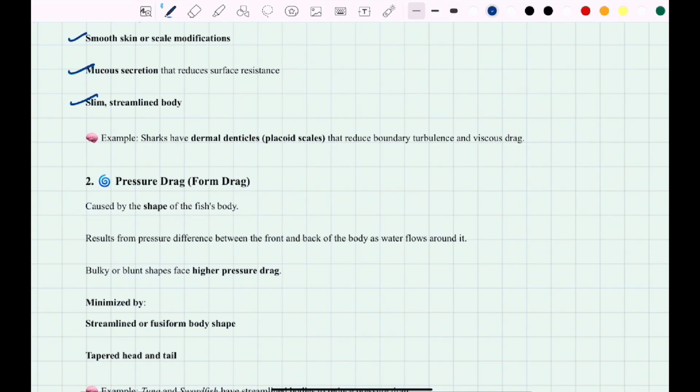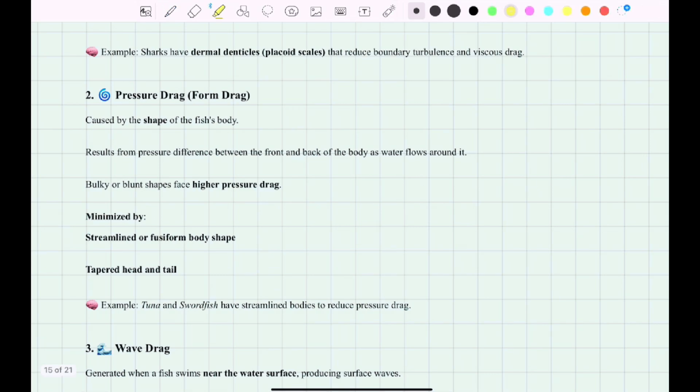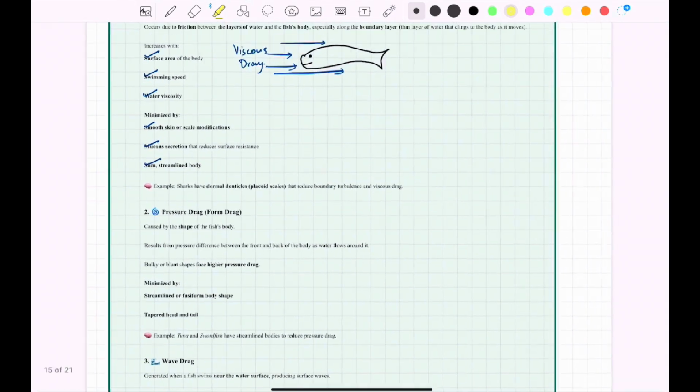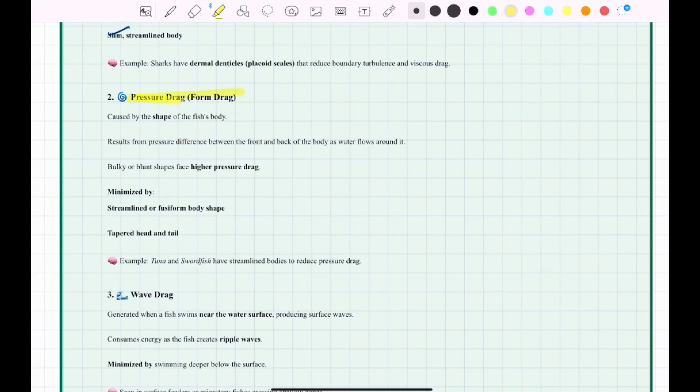For example, the sharks have dermal denticles that reduce the boundary turbulence and viscous drag. Then next is the pressure drag. This pressure drag is the form drag. Okay, so this pressure drag is caused by the shape of the fish body.